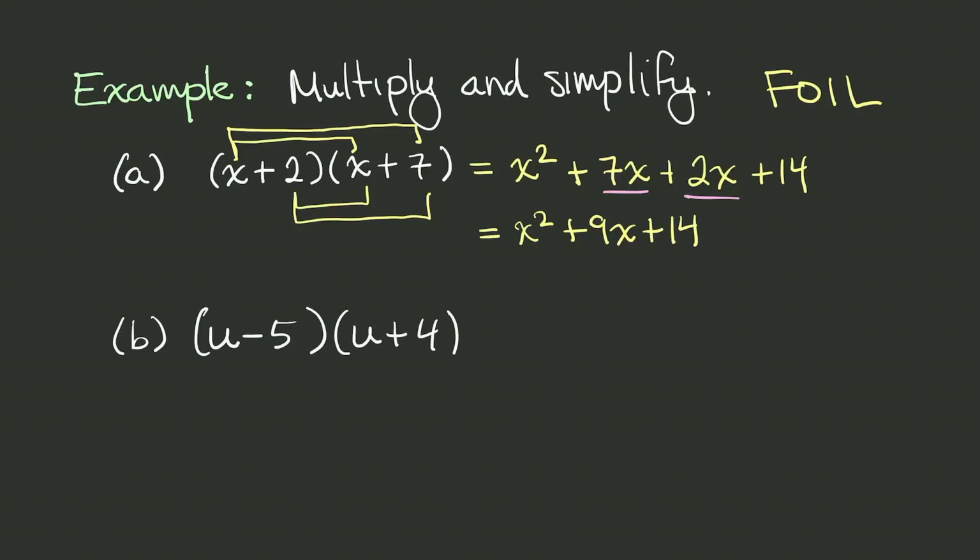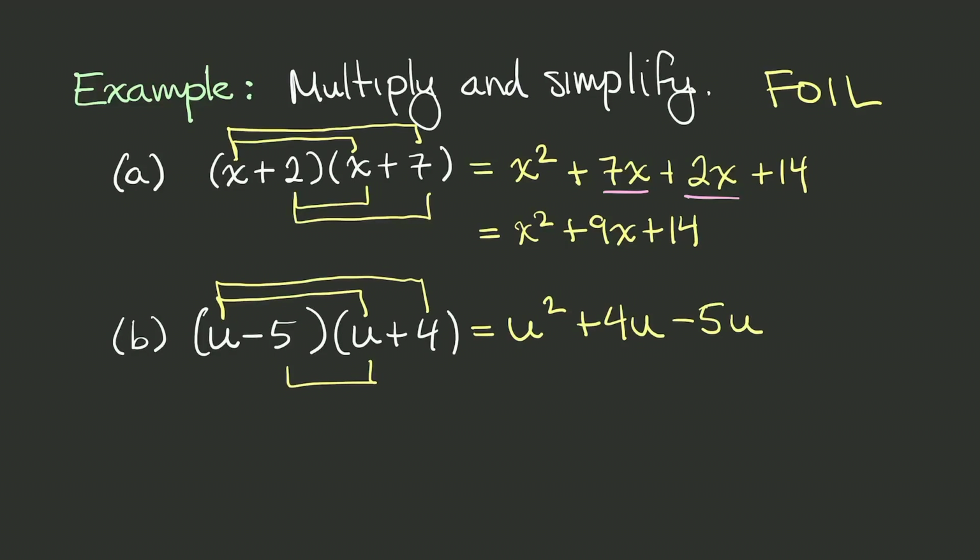We'll take the first term of each binomial and multiply those together. That gives us u squared. Now the outer terms, that will be u times 4, or 4u. Now the inner terms, which gives us negative 5 times u, or negative 5u. And now the last terms, negative 5 times 4, will give us negative 20. Now we combine the like terms. We have plus 4u minus 5u, which will give us negative u. So we'll have u squared minus u minus 20.